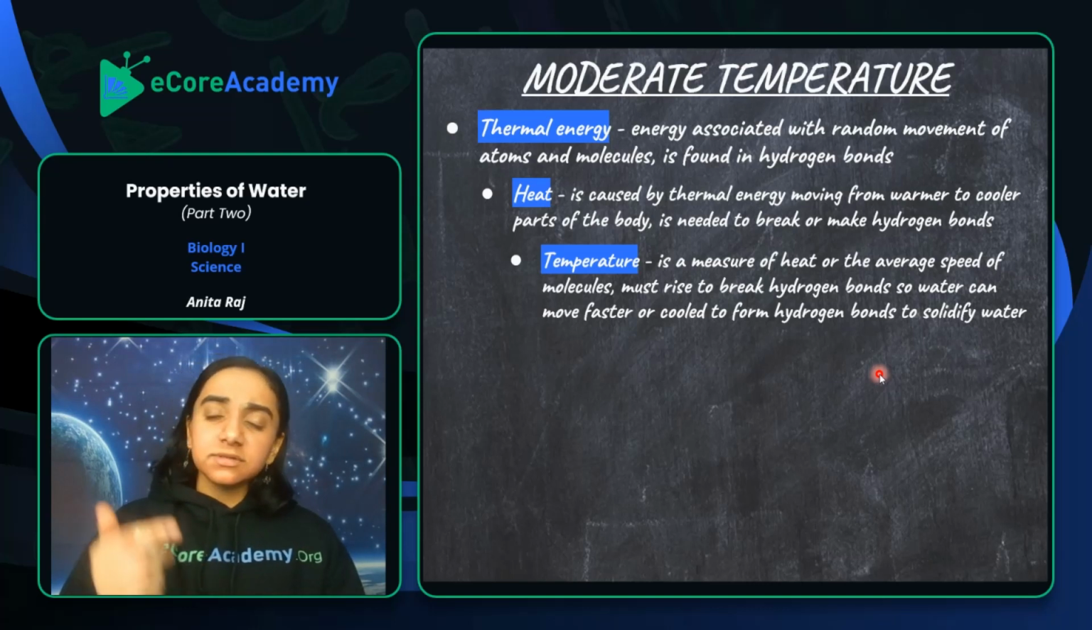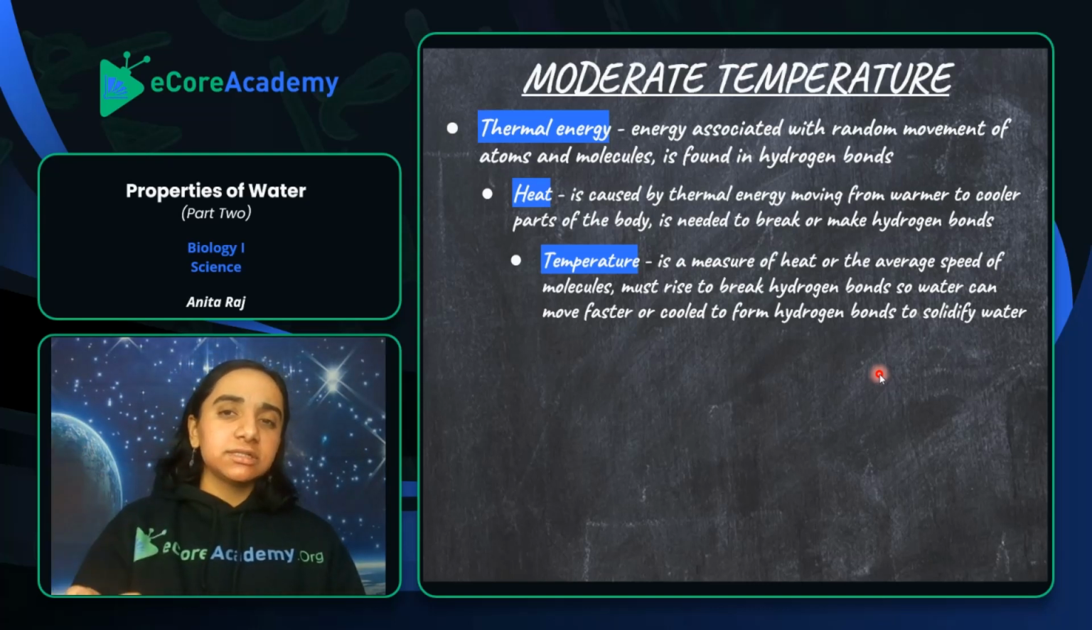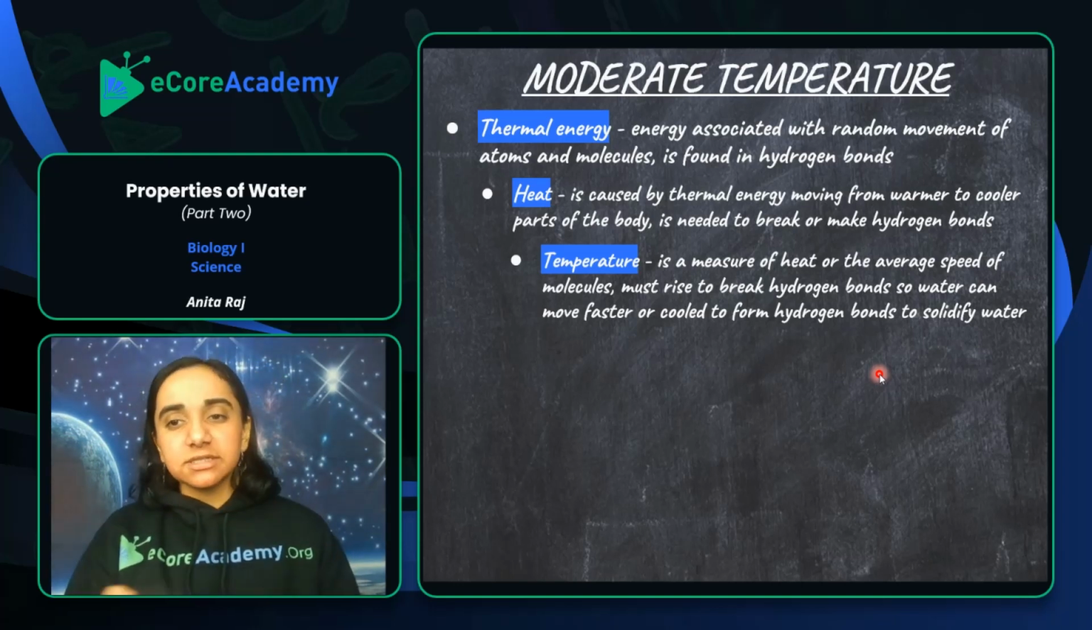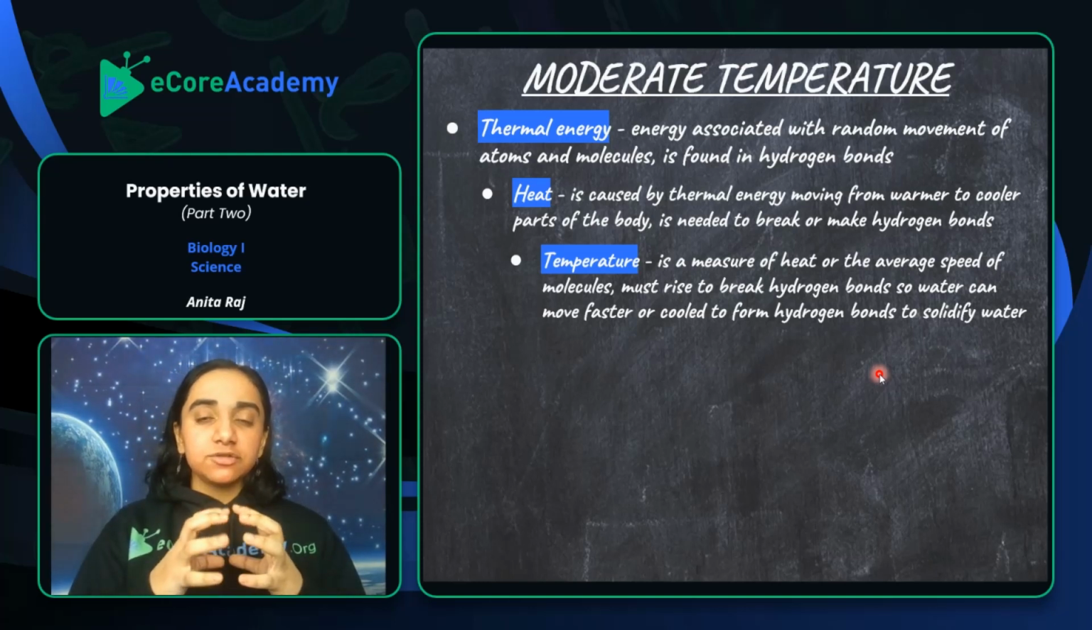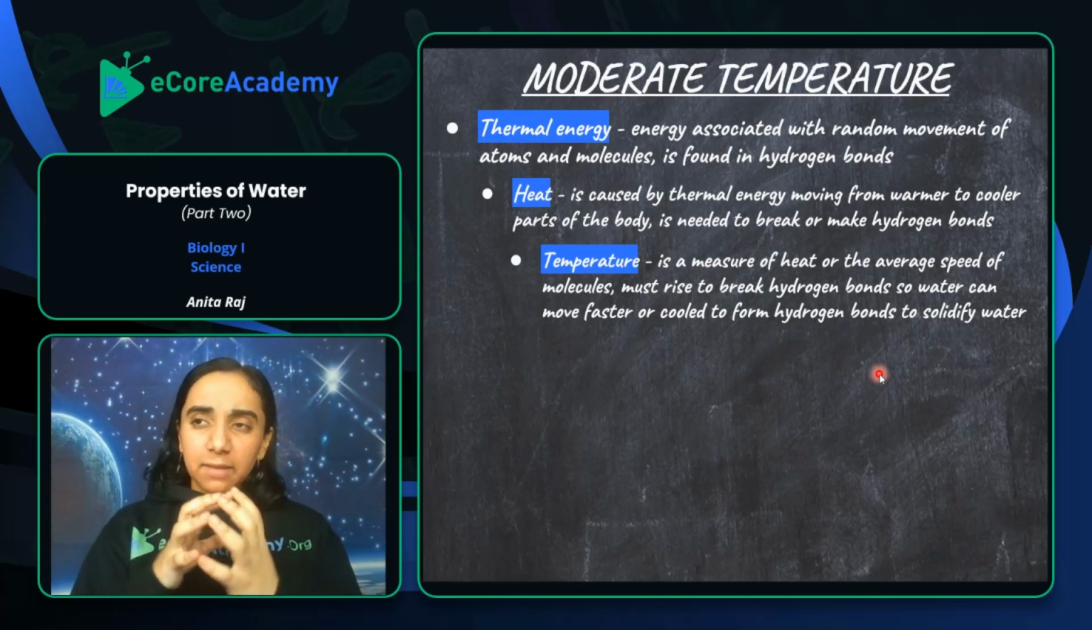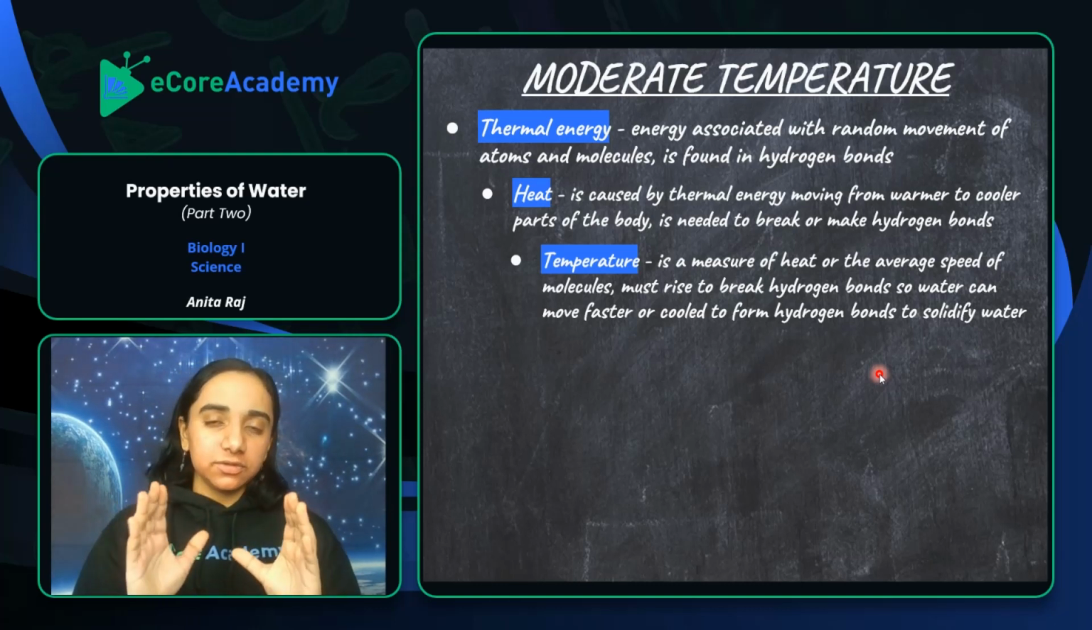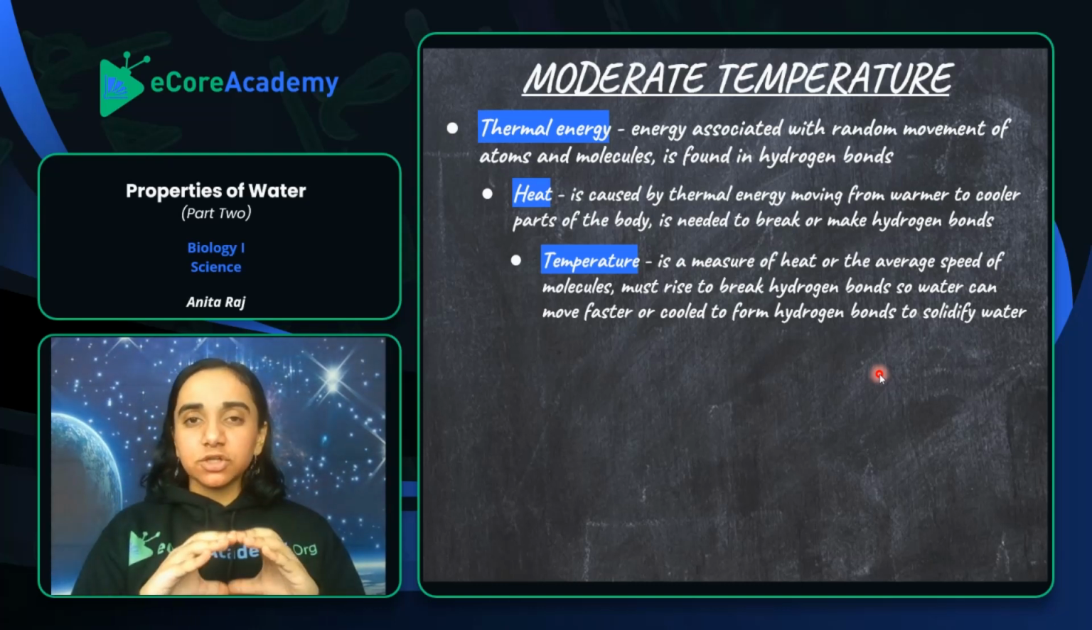And how you do that is you decrease the temperature to 32 degrees Fahrenheit or 0 degrees Celsius, and then water will start to solidify. The hydrogen bonds will become stiffer, and we're going to talk about this on the next slide, but it actually forms a crystal structure.